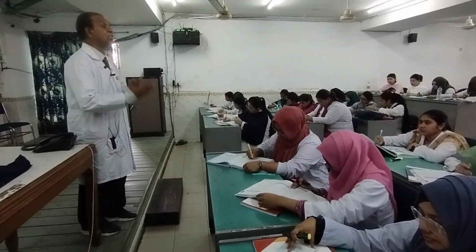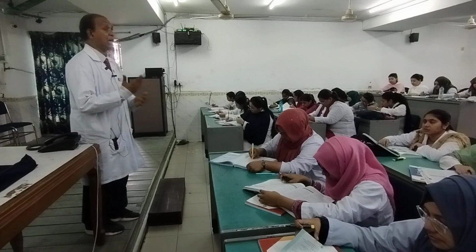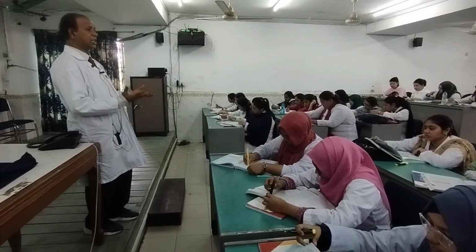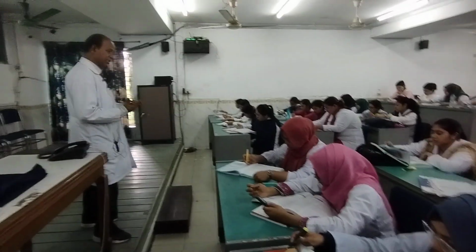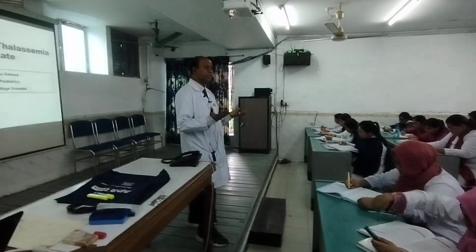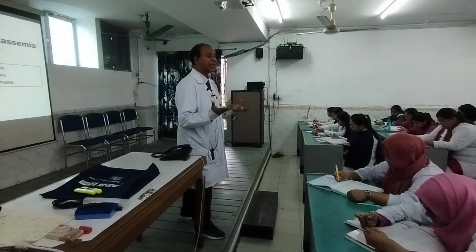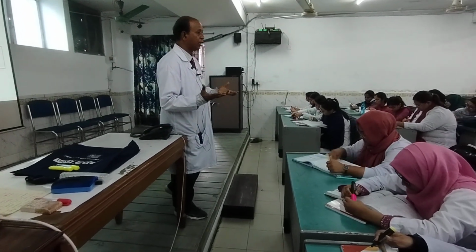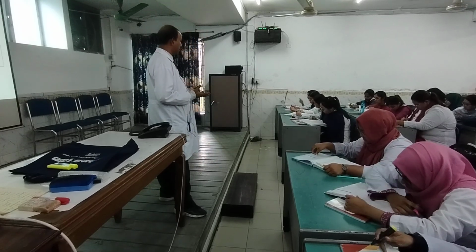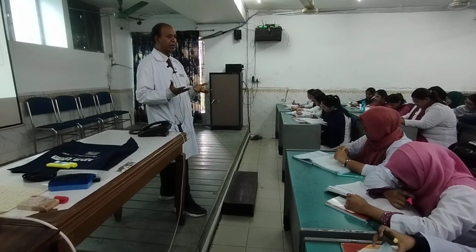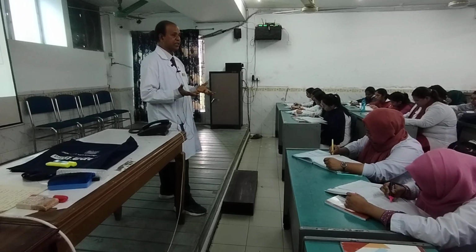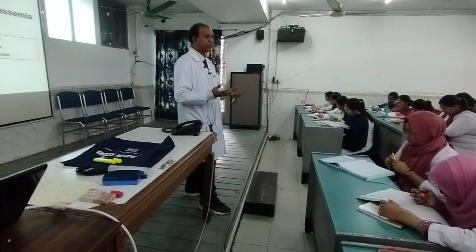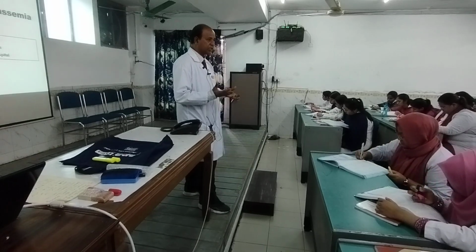Next, what is the parents' counseling? How to prevent thalassemia? How to prevent thalassemia in the world? No thalassemia patient should come into the world. How to prevent? Prevention is first of all carrier detection. And discourage the marriage between the two carriers. Remember this. How to prevent thalassemia? First of all, carrier detection. Number 2, discourage the marriage between the two carriers. Remember this. This is all about it.